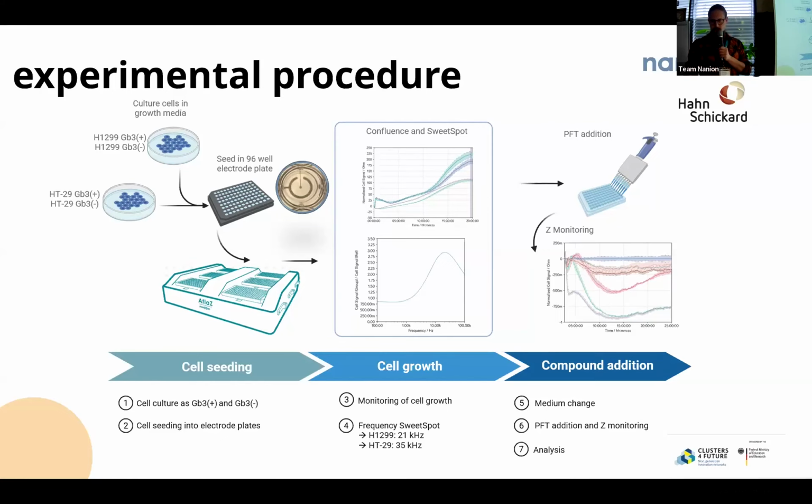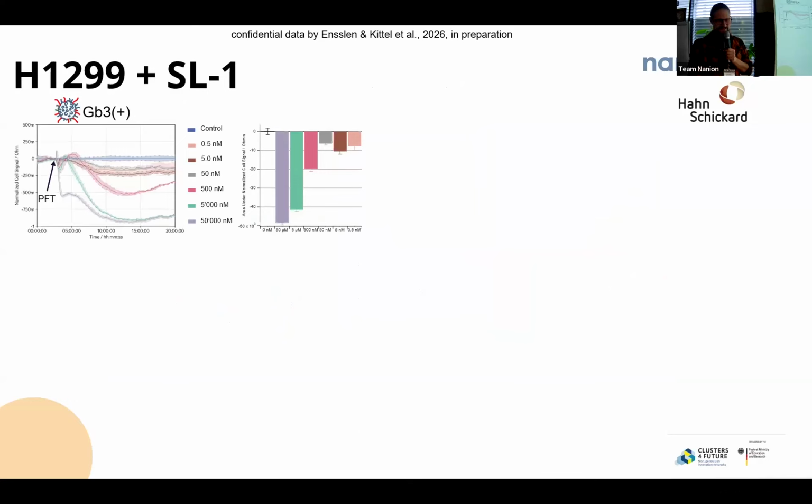And the moment we reached a plateau level, we basically added manually our pore-forming toxins to each well, and then we watched the cells suffer from our nanopores. And basically this is what you get. This was the first result.